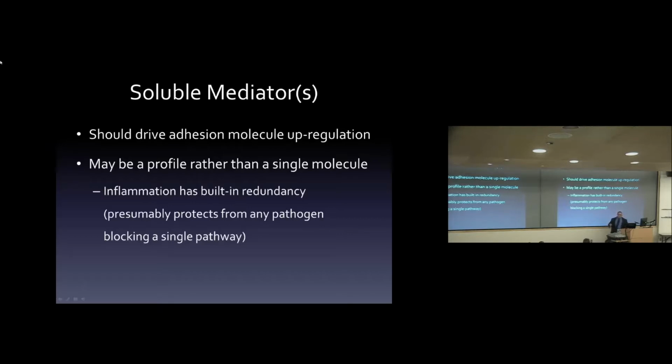However, looking for a single molecule in an immune response is sometimes a little bit complicated. Our bodies are basically designed to fight pathogens over millennia, and we don't want to get wiped out by any one, so we've got this built-in redundancy. So it's often more than just one signaling pathway that has to be overcome. So perhaps it's not a single molecule that we're looking for, but more of a profile that we're actually looking for, in concept.